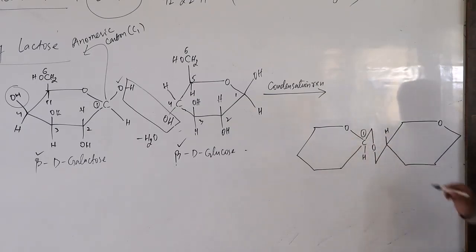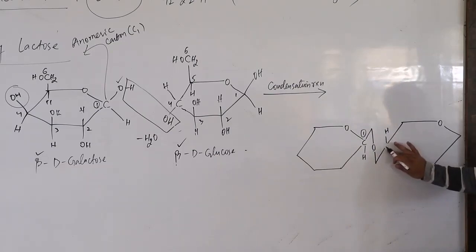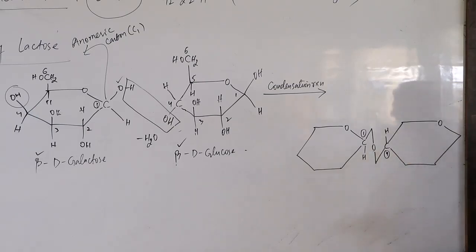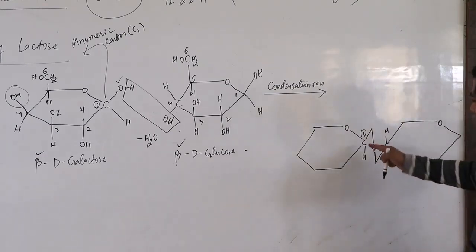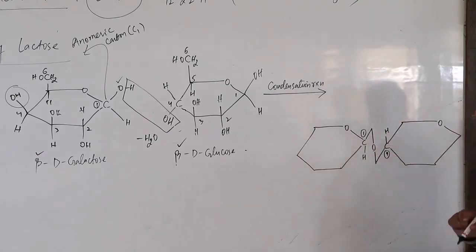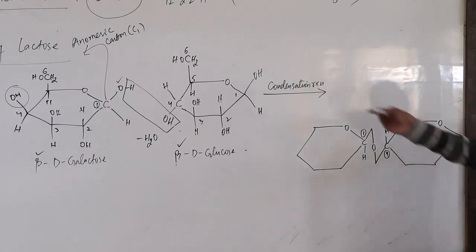It makes a bond with carbon number 4, and this bond is a C-O-C bond. Can you see? But the point here is that this corner and this one are not carbon atoms. It's just a representation. I hope you have understood. So a C-O-C bond, correct? And this is your glycosidic bond. Which bond? Glycosidic bond.